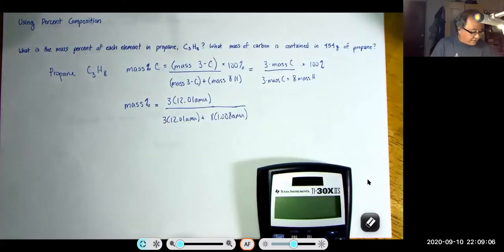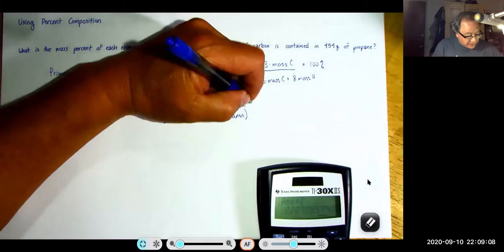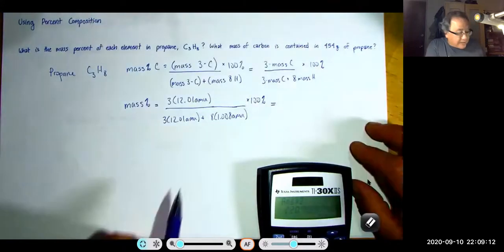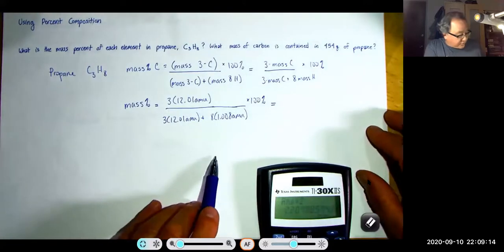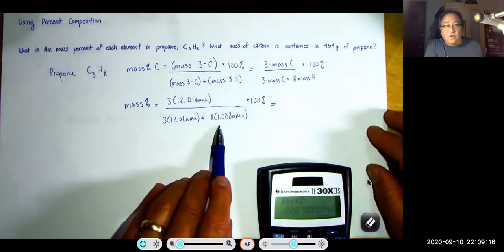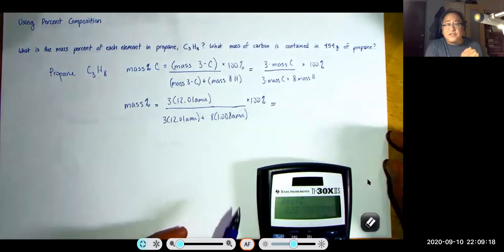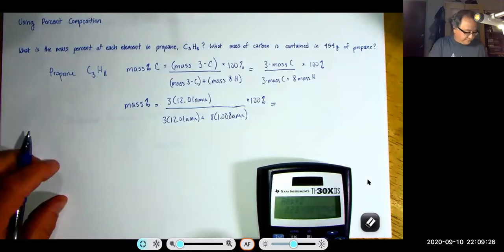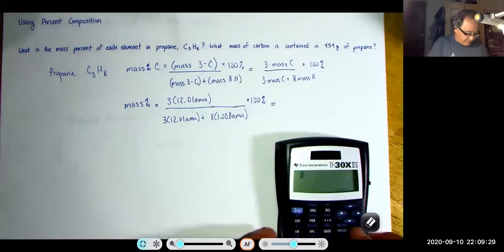Okay, so let's figure out what this is, and we need to multiply this by 100%. We can do an estimate here. 3 times 12 is 36. 36 plus 8 is 44. 36 over 44 should be roughly 80%. Okay, so let's see what we get.